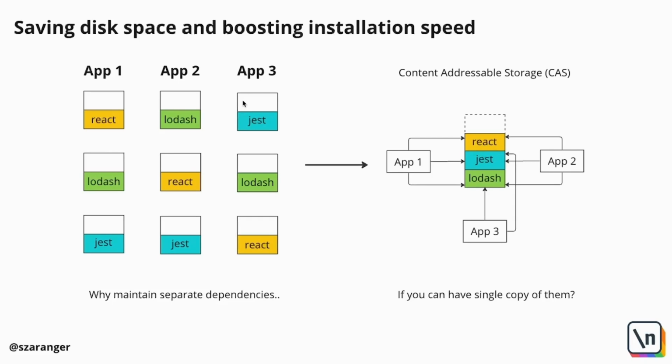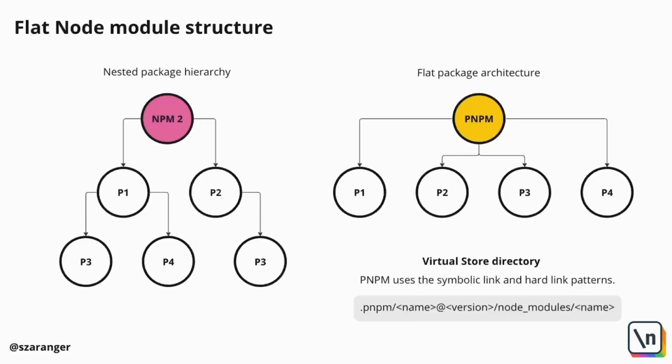Faster installation is another benefit that we get from PNPM. Since PNPM uses global store and hard links, installing packages is often faster compared to NPM and Yarn, especially when multiple projects share the same dependencies. PNPM uses a partial flat node module structure. In order to manage dependencies, PNPM uses the symbolic link and hard link pattern. This means that there are no nested node modules directories for each package, which can help with file system performance and reduce the likelihood of hitting file path length limits on certain operating systems.